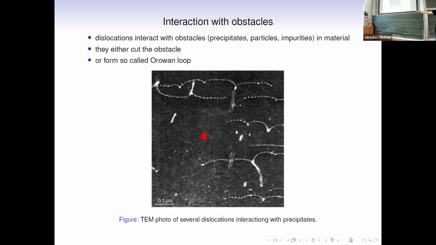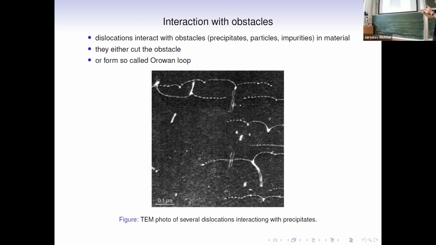So here, if you look at again the TEM photo, there are several scenarios. If you have an obstacle in the material and the dislocation curves in the same plane, basically the dislocation can cut through the obstacle, like for example a knife cuts through something, or the dislocation is stopped by the obstacle, and then it can form a loop around such a precipitate, which is called an Orowan loop. And such Orowan loops are observed, for example, here and here.